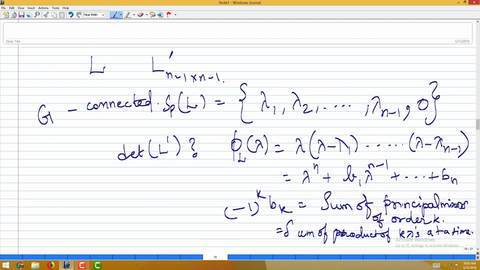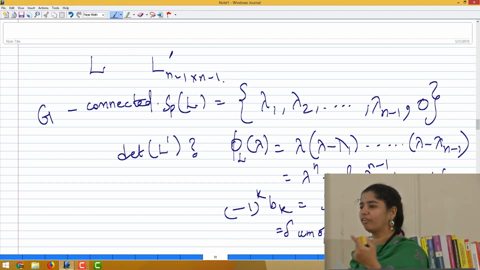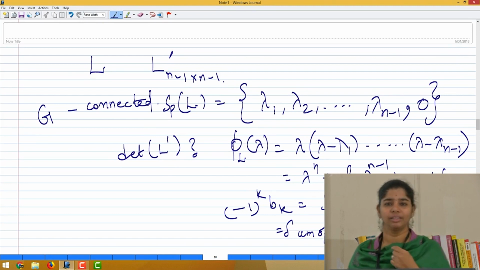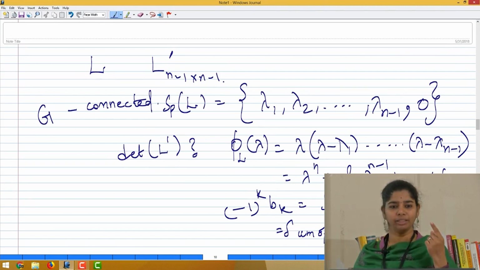Right. So, if I want to talk about determinant of L prime, that means that I am looking at an n minus 1 by n minus 1 submatrix. So, here if I look at n minus 1 lambdas at a time, if I talk about b n minus 1, when my k is equal to n minus 1, what will I get? How many possibilities are there? Product of n minus 1 lambdas at a time. There is only one possibility, that is what I am trying to look for, whether you guys have captured that part. What is that one possibility?